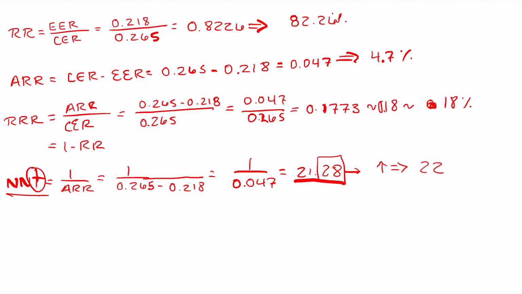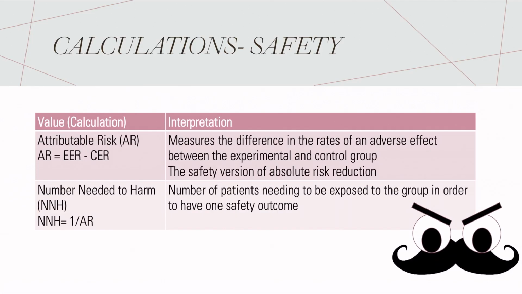Now let's do some of the safety calculations. Now, I think of attributable risk as the evil mustachioed version of absolute risk reduction, because it's calculated very similarly. The only difference is that we put our event rate first and subtract it from the controlled rate, where your EER is subtracted from your CER. Now, we use this primarily on adverse event calculations.